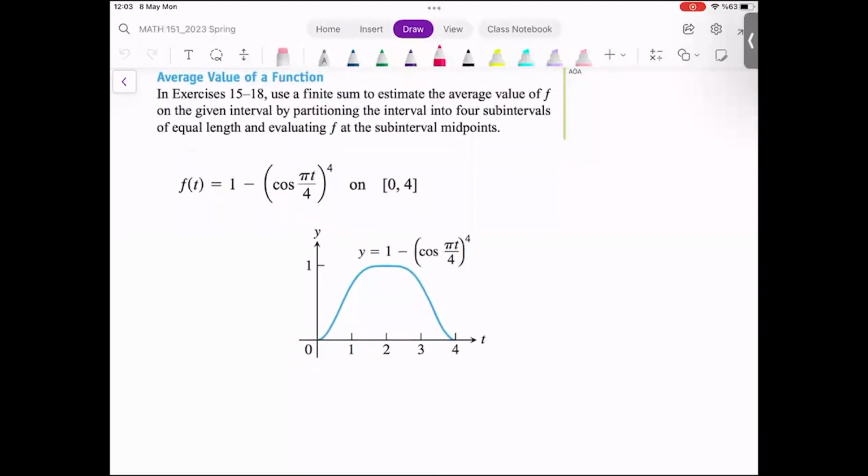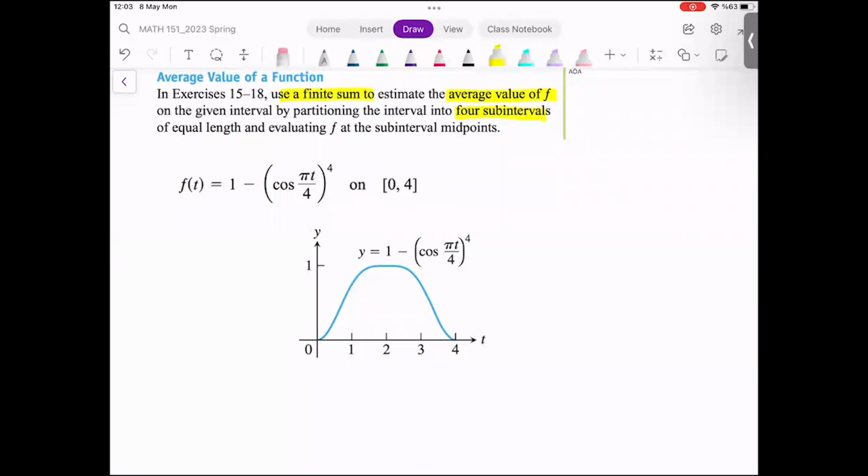What do you want to find? Let's see. We want to find the average value of f by using an approximation to the area under the curve. So use a finite sum to estimate the average value over the given interval by partitioning it into 4 sub-intervals. These are the important parts of the example.